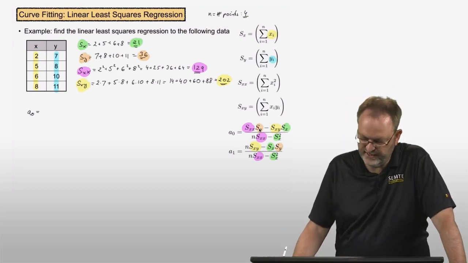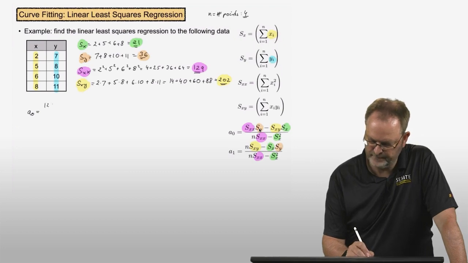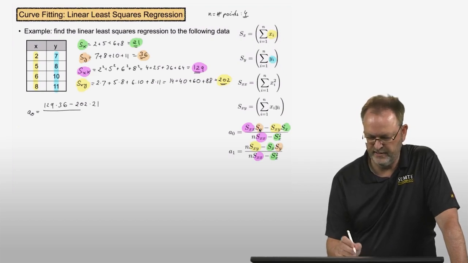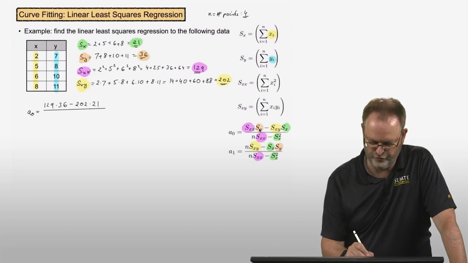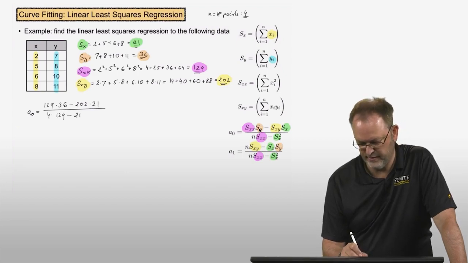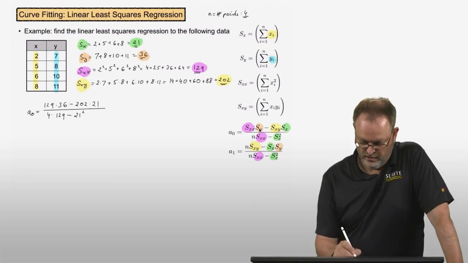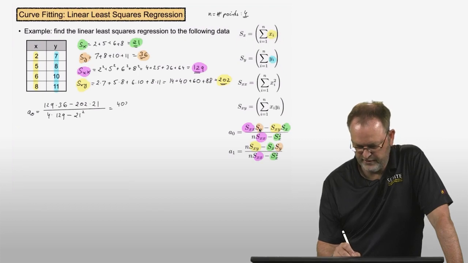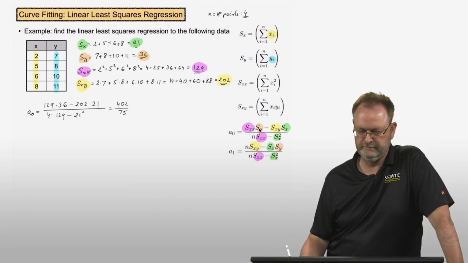Okay, let's plug the values in. Sxx is 129 times Sy 36 minus Sxy, that's 202, times Sx, which is 21. And this entire thing has to be divided by n, which is 4, times Sxx, that's 129, minus Sx, 21 squared. Okay, and if you do the math on this, you'll find that this would be 402 over 75.